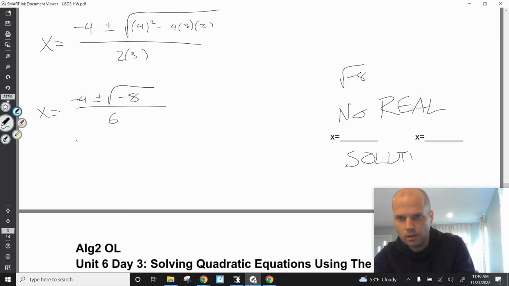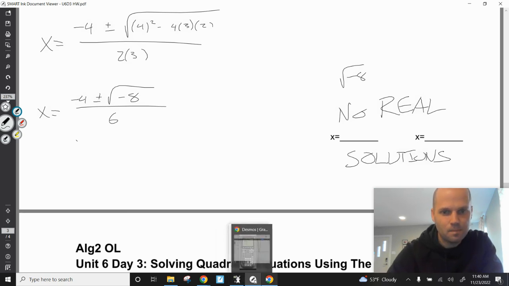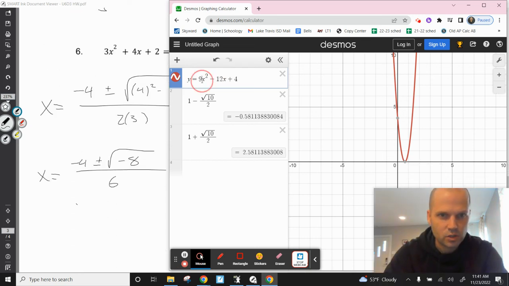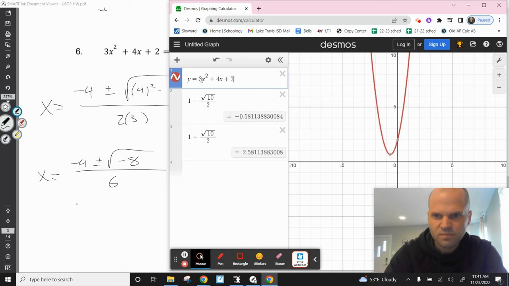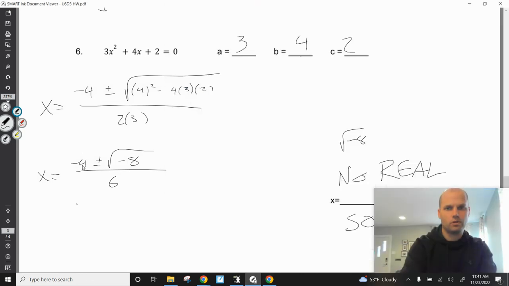Don't worry. We are going to talk about having imaginary solutions and how we are not going to stop in the future. Next class, we're going to actually keep going from the square root of negative 8. Here, if this was 3x squared plus 4x plus 2, we saw you're above the x-axis. There's no x-intercepts, no real solutions. Turns out we got imaginary solutions.